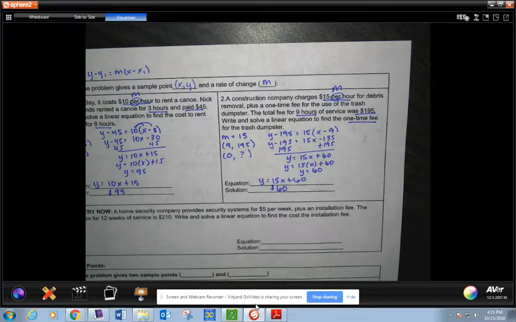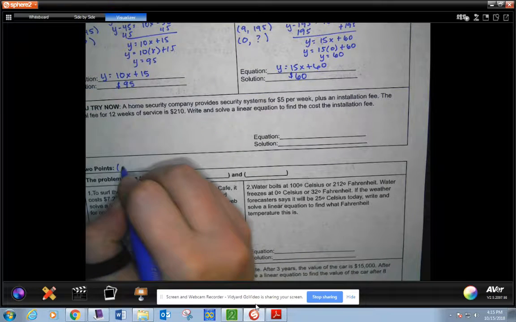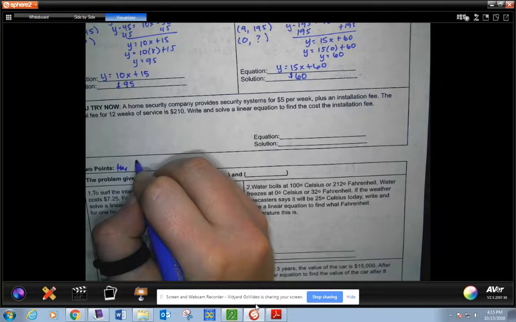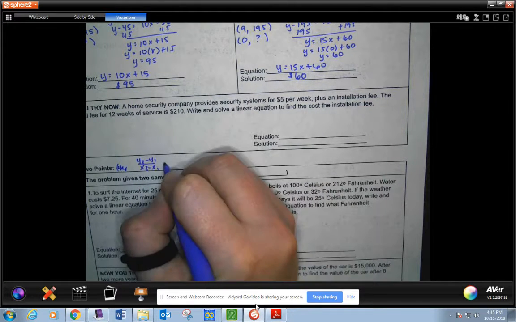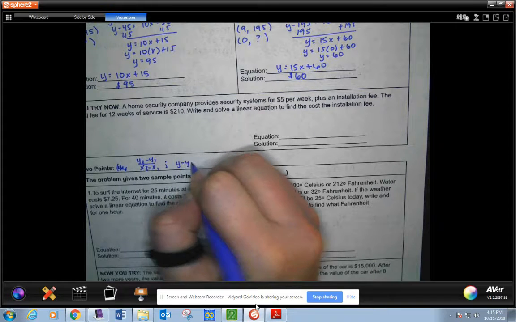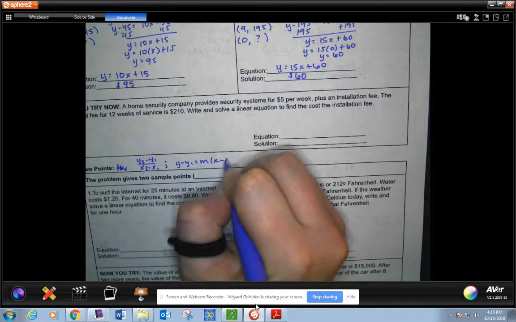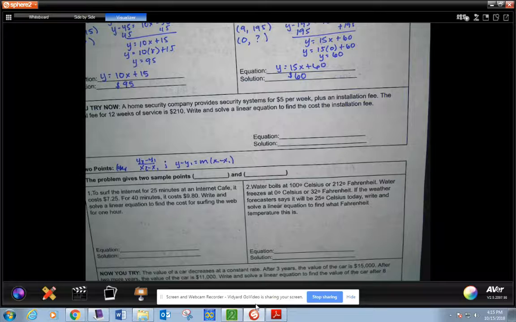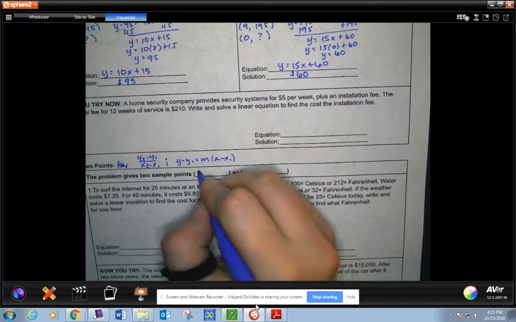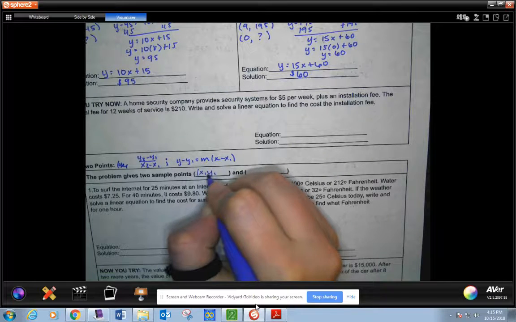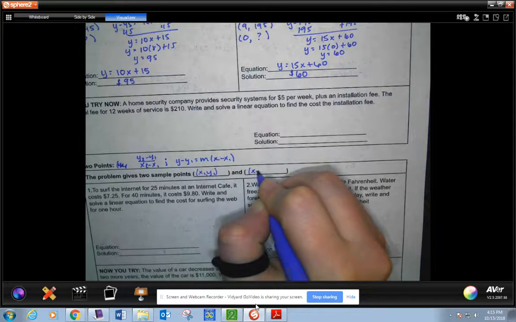Okay, so now I want y'all to try this one on your own, and we have one more style. Now we're going to work with 2 points. Okay, when they give you 2 points, you're going to do y2 minus y1 over x2 minus x1, and then you're going to do y minus y1 equals m times x minus x1. So this is like what we were doing yesterday. Okay, the problem gives 2 sample points. So they're going to give you x1 and y1, and they're going to give you x2 and y2.